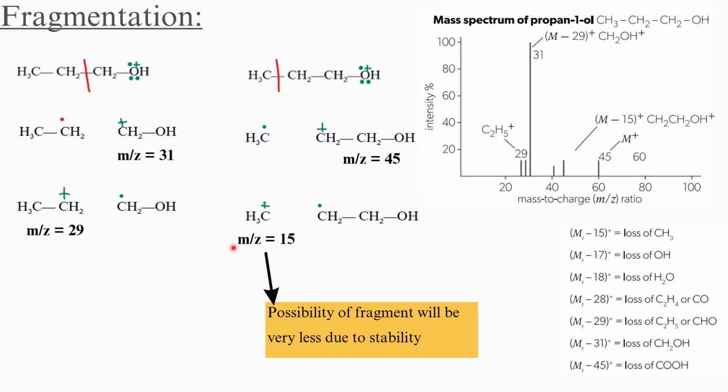And since this particular CH3 radical cation is at m/z 15, and since this radical cation is very unstable, the possibility of this fragment will be least.